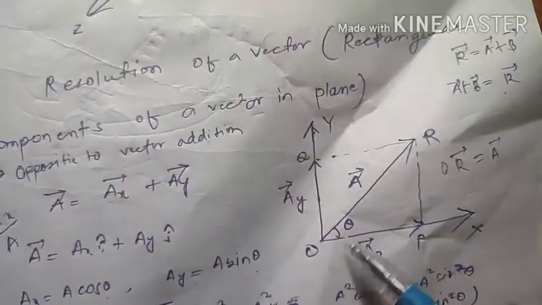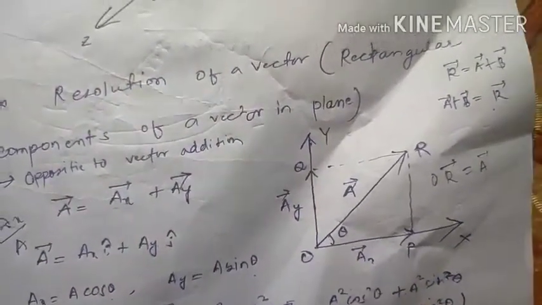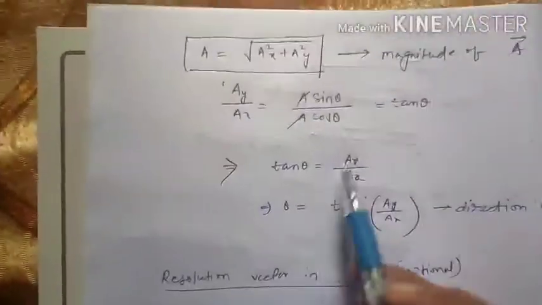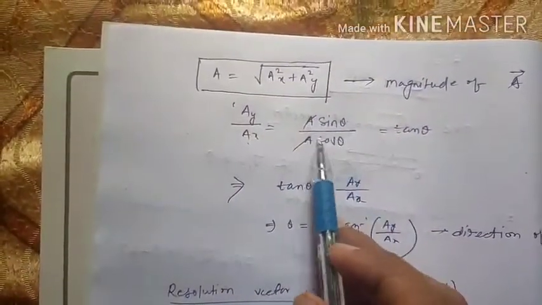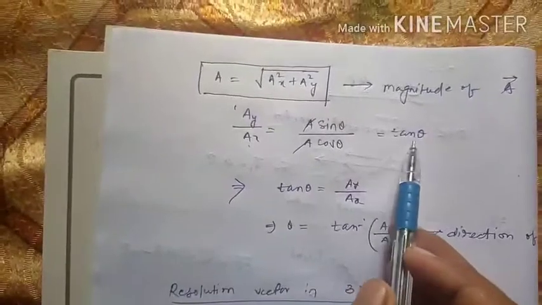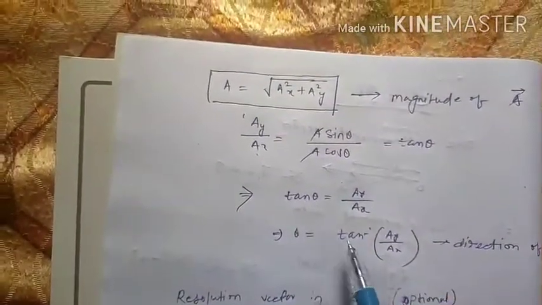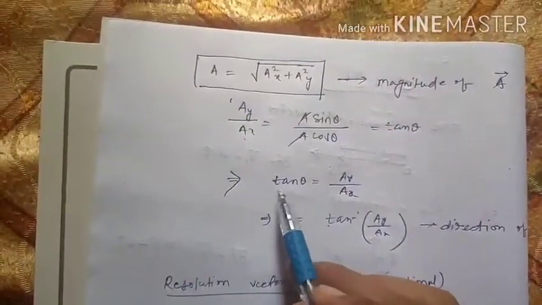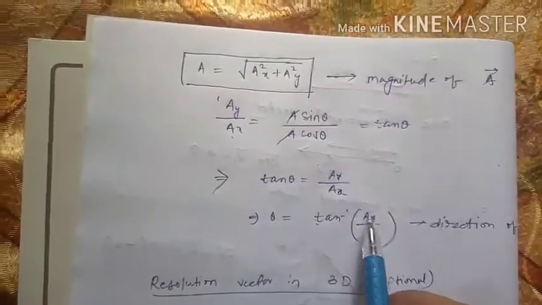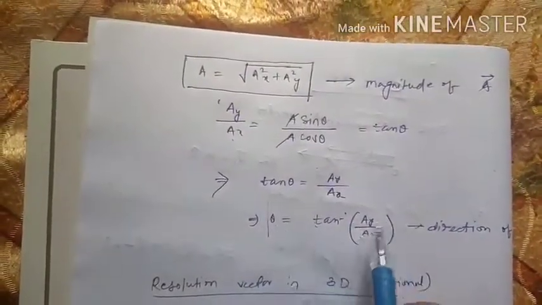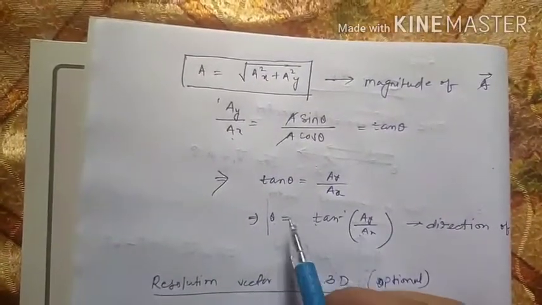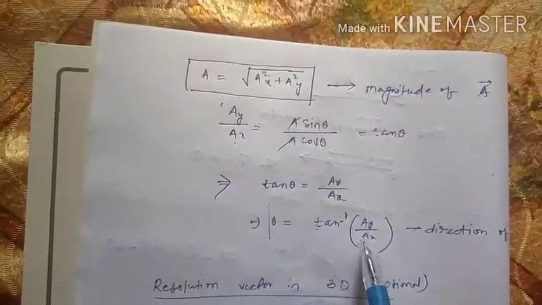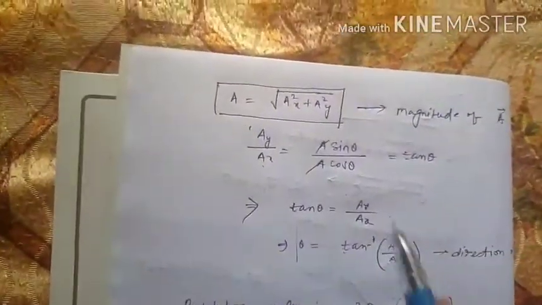Now we'll find the direction of this vector in terms of theta. Once we find theta, we get the direction of this vector. So how can we find this? We know ay by ax equals a sin theta by a cos theta. So a cancels out, and finally we get tan theta equals ay by ax. From there we get theta equals tan inverse of ay by ax. You can also use sin theta, but usually we use tan theta to find direction. So this is the formula for the direction of vector a. Theta gives the direction of vector a.